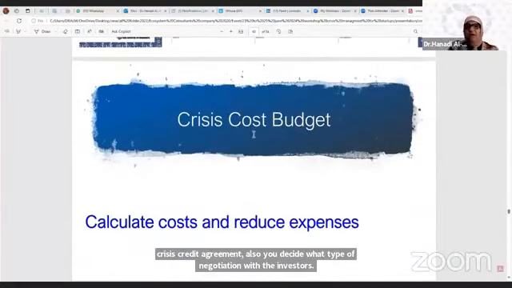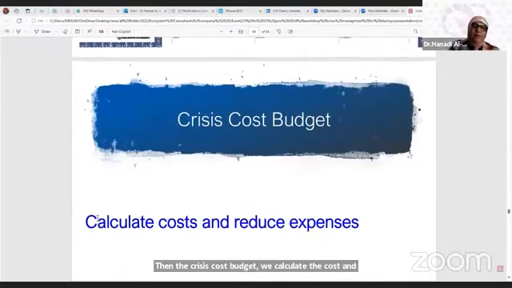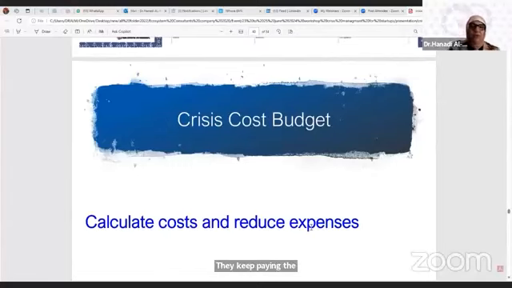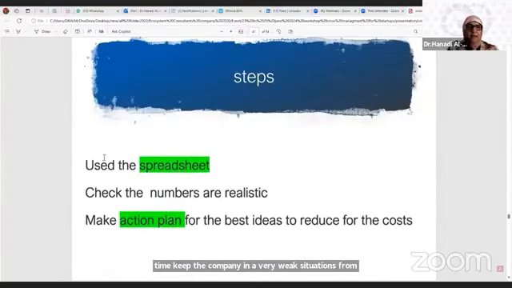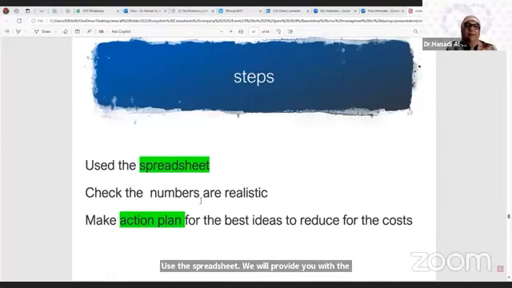Then the crisis cost budget, we calculate the cost and we reduce the expenses. Sometimes with the entrepreneurs or startups or inventors, they keep paying the cost for the company, but you need to reduce the expenses. Maybe the expenses are all the time keeping the company in a very weak situation cost-wise. Then we need to reduce the expenses. Use the spreadsheet. We will provide you with the spreadsheet. This spreadsheet, then check the numbers are realistic. You will need to check all the numbers for your expenses.